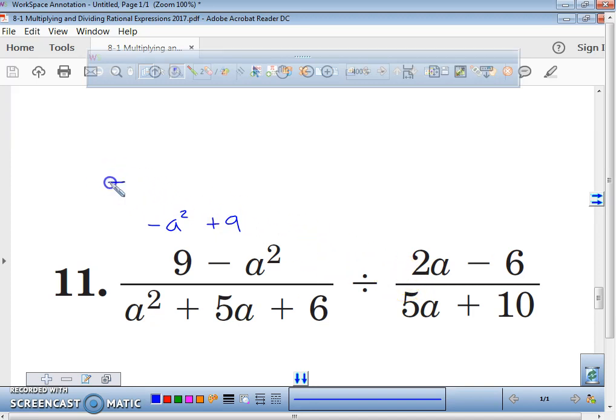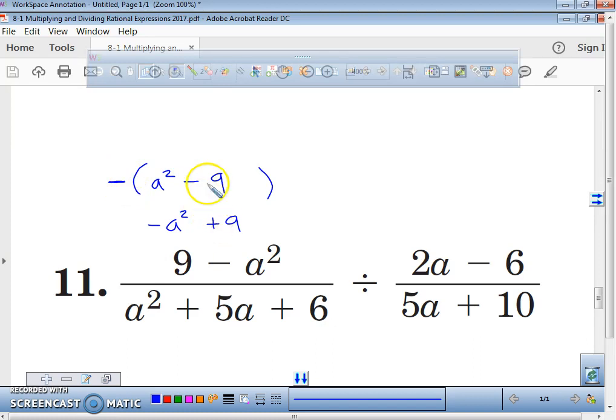I'm going to factor out a negative out of the a squared, and I'm going to factor out a negative out of a positive 9. Now, that kind of sounds kind of crazy, but I'm going to do it. If I take away a negative out of an a squared, I'm left with an a squared. If I remove a negative from a positive 9, I'm actually left with a negative 9, because a negative times a negative is a positive.